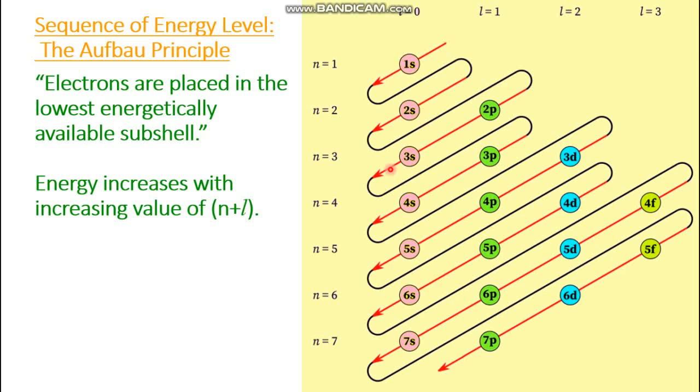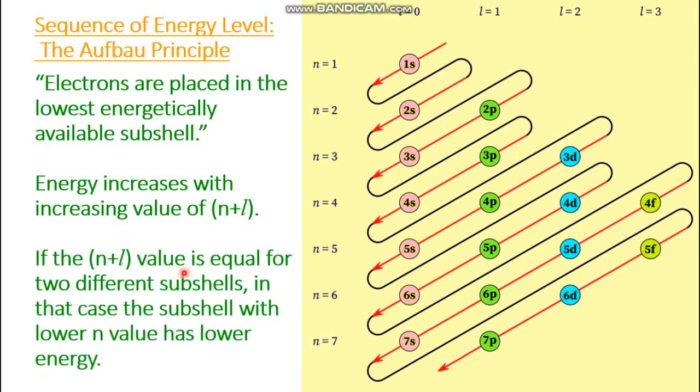So for these two, we have another rule. If the n plus l value is equal for two different subshells, in that case, the subshell with the lower n value has lower energy. So for 3s, it is 3, and for 2p also it is 2 plus 1, 3, but the n value is lower here, so it will have lower energy. Therefore 2p has lower energy than 3s, and this way, according to the direction of this arrow, the energy of the subshells will increase and the electrons will occupy from lower energy to higher energy energetically available suborbits or subshells according to this Aufbau principle.